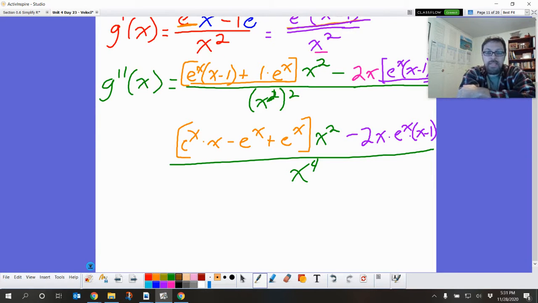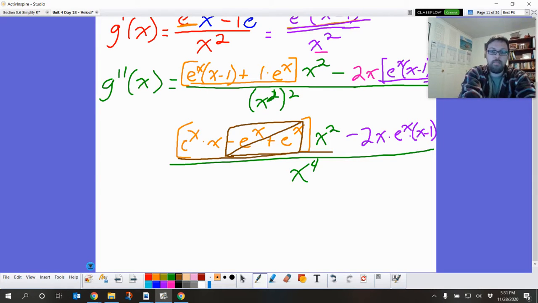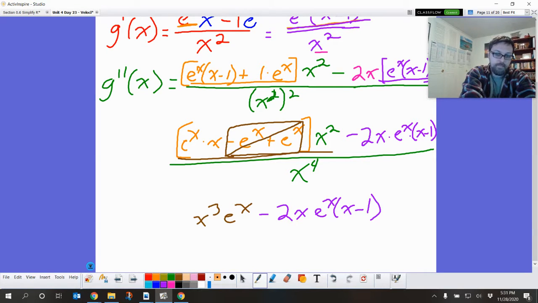Now, this minus e to the x and that plus e to the x, those two are just going to zero out. If you subtract an e to the x and add an e to the x, that's just gone. Then we want to multiply all of this together. So we end up with x cubed e to the x, minus all this stuff over here, 2x e to the x, x minus 1, all over x to the 4.